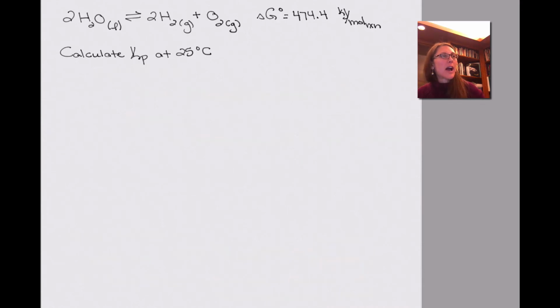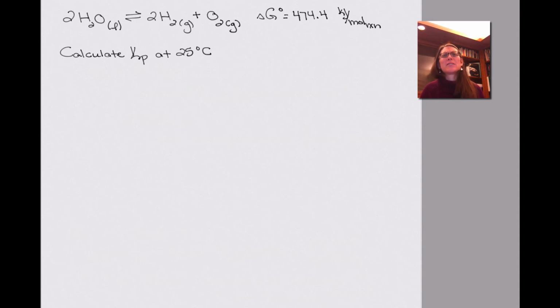Let's take a look at one more example where we're going to put this into use. So let's go backwards. We just used the K in order to calculate delta G naught. Now let's use delta G naught in order to calculate K. So here's a problem where I've got the decomposition of water. And so delta G for this reaction is 474.4 kilojoules per mole reaction at 25 degrees Celsius.